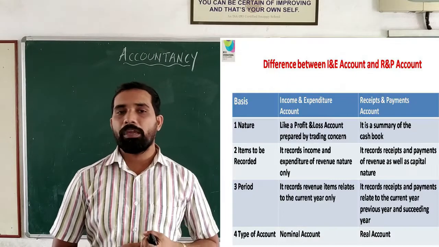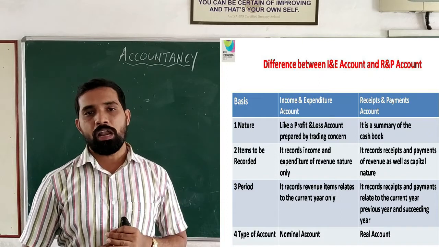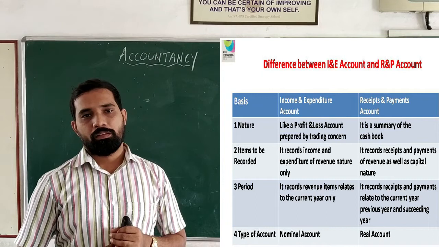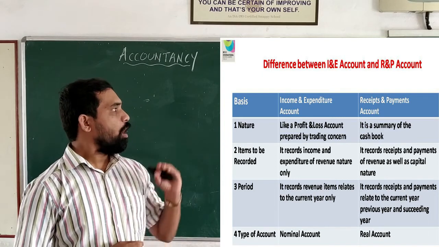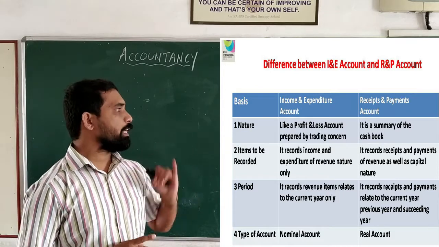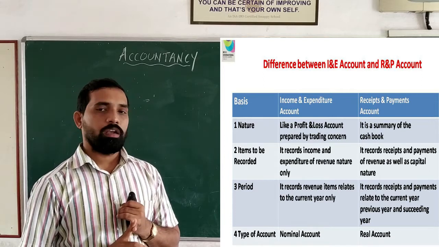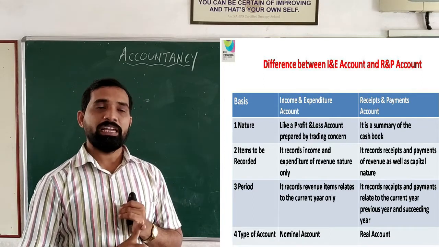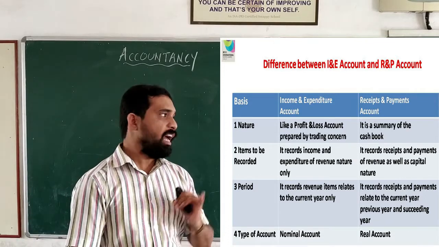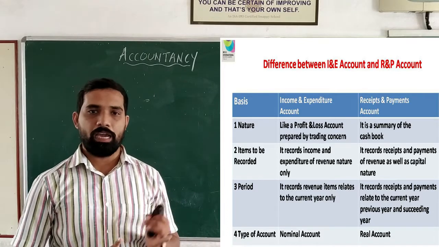So the next topic, difference between income and expenditure account and receipts and payments account. The first point, on the basis of nature, income and expenditure account is like a profit and loss account. But in case of receipts and payments account, it is a summary of cash book.